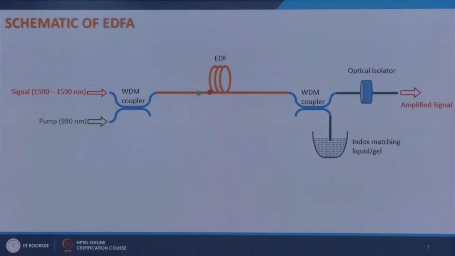This is the amplified signal. In order to avoid any back reflection into the system, you can use an optical isolator.